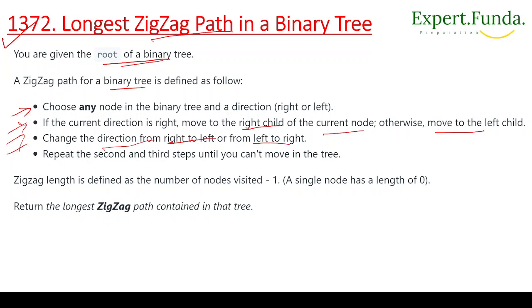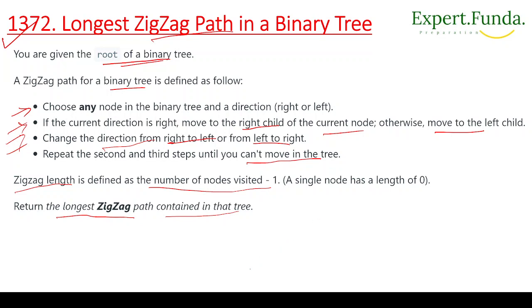Now we have to repeat the second and third steps until we can't move in the tree. The zigzag length is defined as the number of nodes visited minus 1, and a single node has a length of 0. Return the longest zigzag path in that tree.